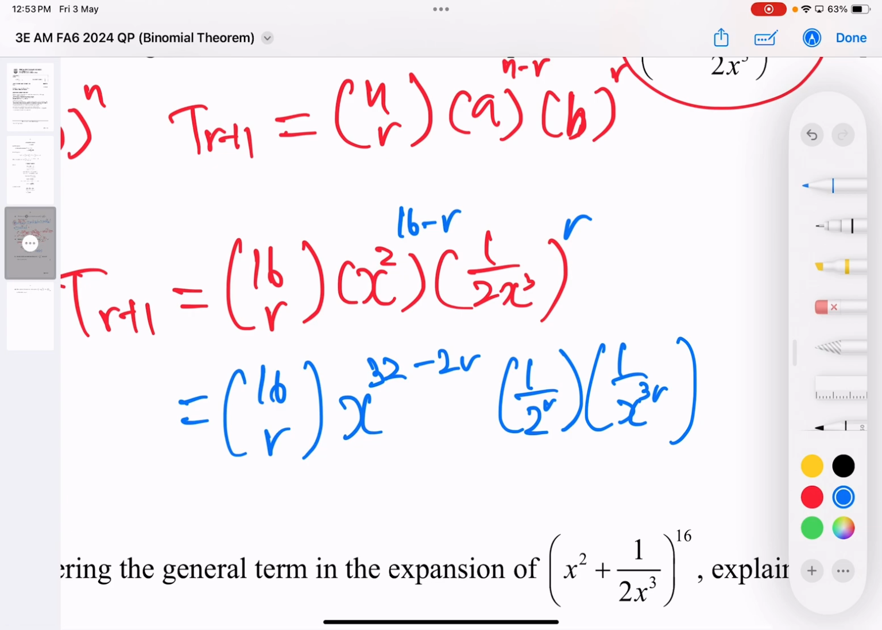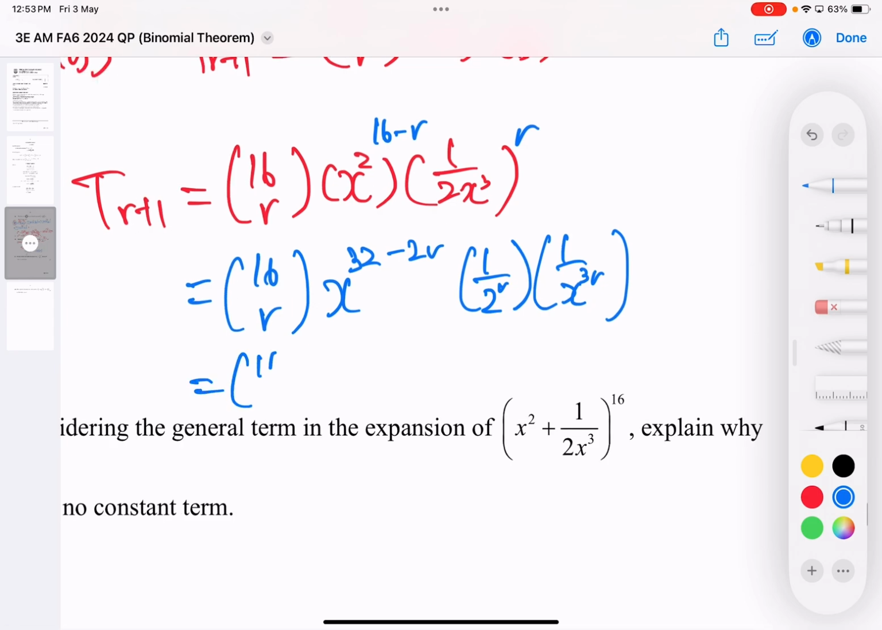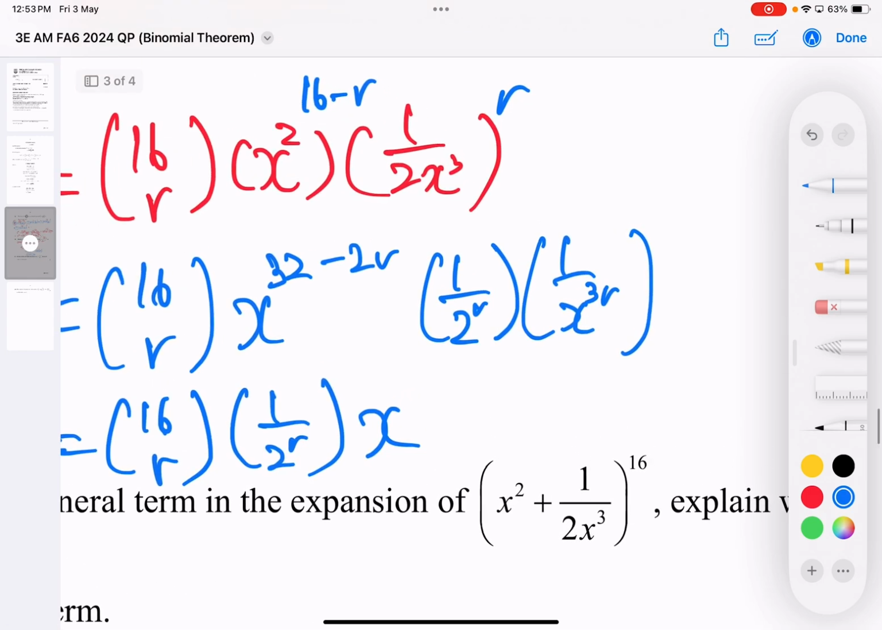Why I split like that? Is because, can you see I have a base x here, I have a base x here. Can you see that? So means I can actually combine these two. So let me rewrite it in one last step. So this is the same as 16 choose r, 1 over 2 to the power of r. What do I get if I want to combine this x into one single index? Rudra, can you help us out? If I combine this into one single index, what am I going to get?